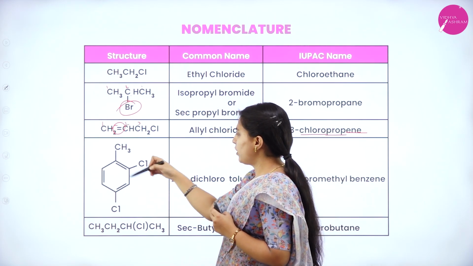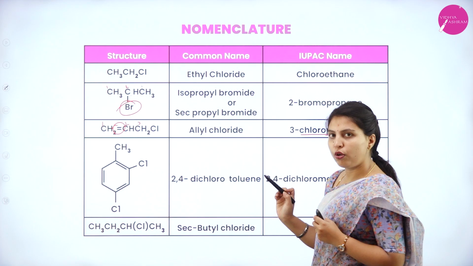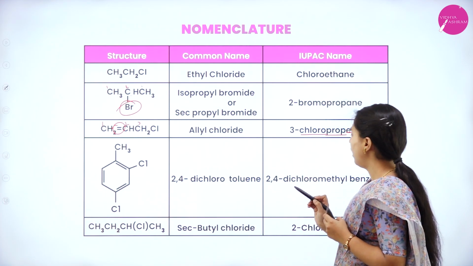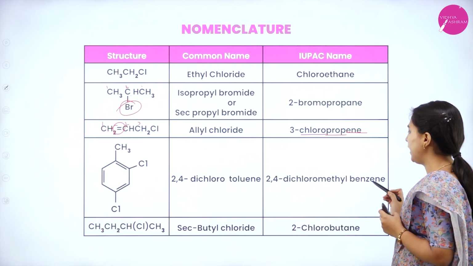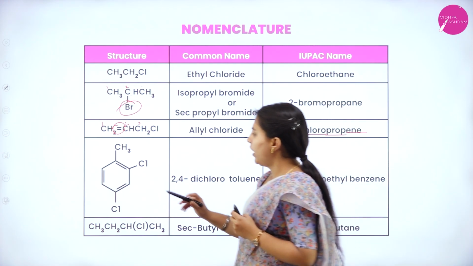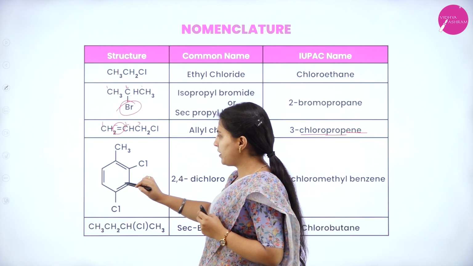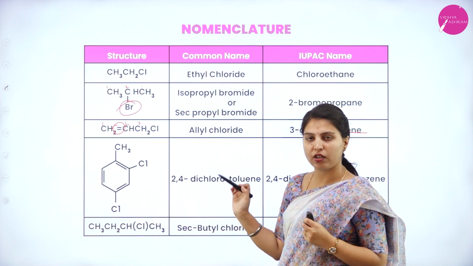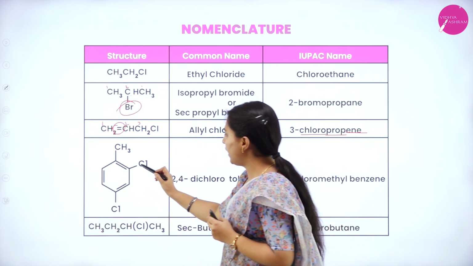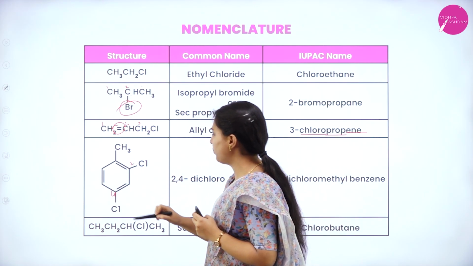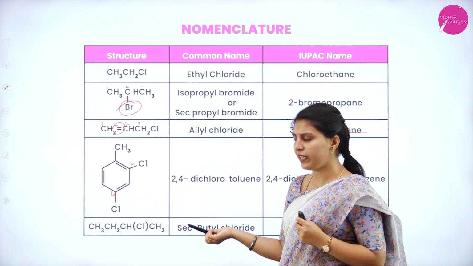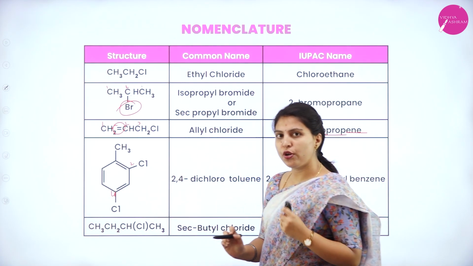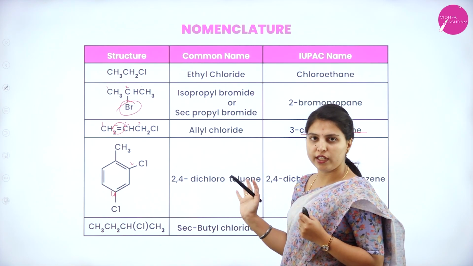Next, for the benzene ring, 2 chlorine atoms are attached: 2,4-dichlorotoluene or 2,4-dichloromethylbenzene. Usually, if no chlorine is present, CH3 is attached to the benzene ring, and that is called toluene as a common name. For the toluene, at the second and fourth positions chlorine atoms are there. So, because 2 chlorine atoms are attached, we call it dichlorotoluene.